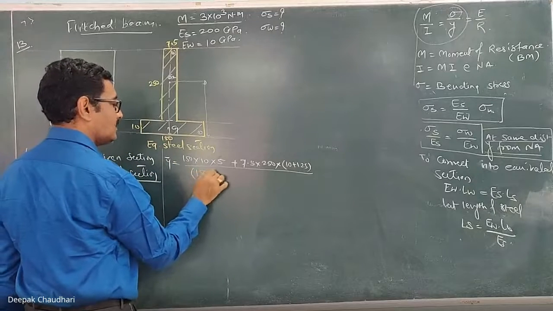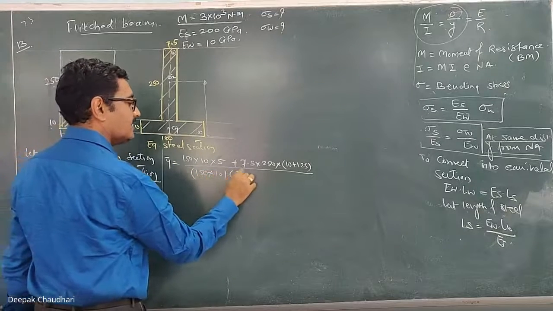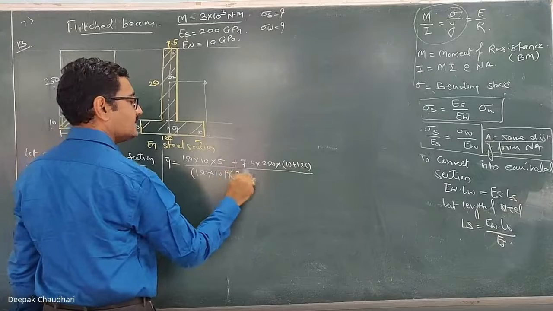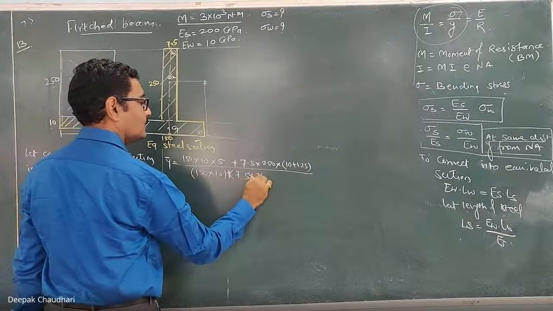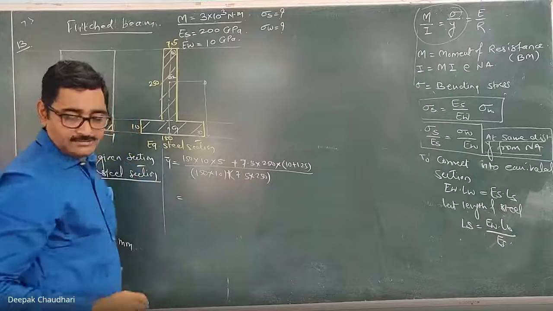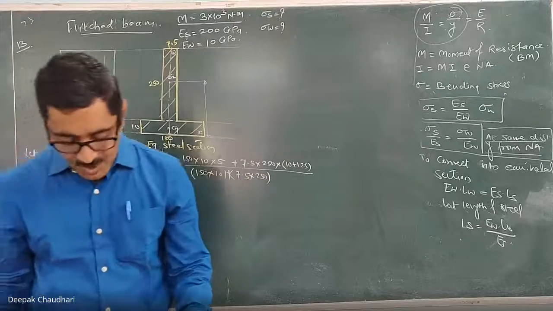All upon A1 plus A2. From this you will get y bar. Tell me, how much is the y bar?